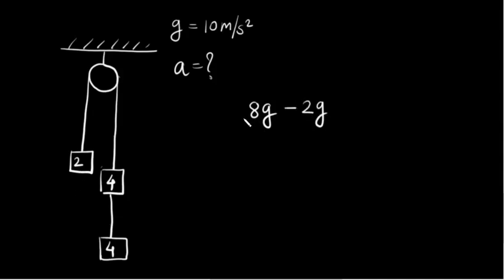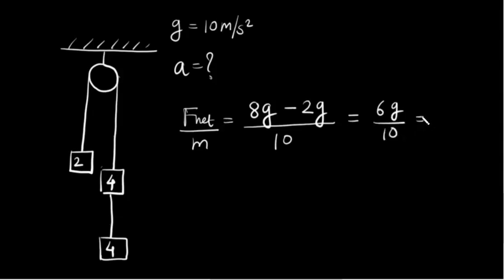So you can make the horizontal direction picture in your head. I am not drawing that now. So this is the net force, now divided by the total mass. So total mass is 4 plus 4, 8, plus 2, 10. So this is 6g by 10, which is equal to 6 into 10 by 10, that is 6 meters per second square. So the acceleration of these masses is 6 meters per second square. All masses will accelerate with the same rate.